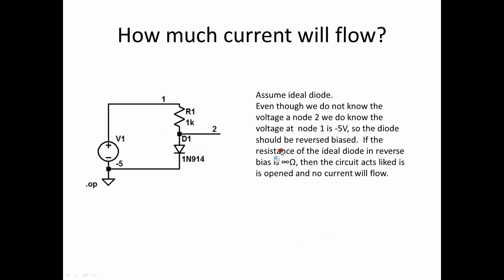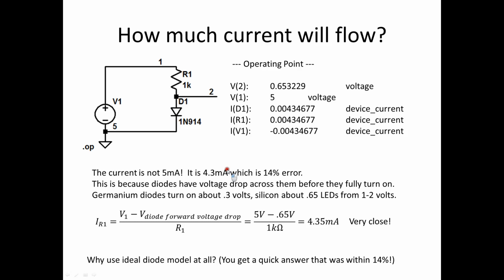In this case, though, before we do that, we'll put in a -5 volt. So that will mean that node 1 is at -5 volts, 2 will be negative, and so it'll actually be reverse biased, and so no current should flow.